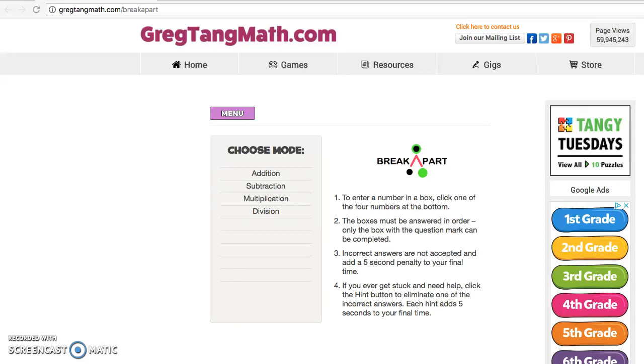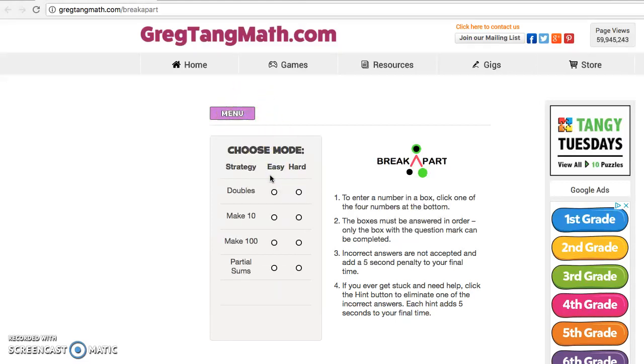I'm on the gregtangmath.com website, and I have some activities I'd like to share with you. We have addition, subtraction, multiplication, and division. These are break-apart strategies to learn these facts. The first thing I'm going to do is choose addition.